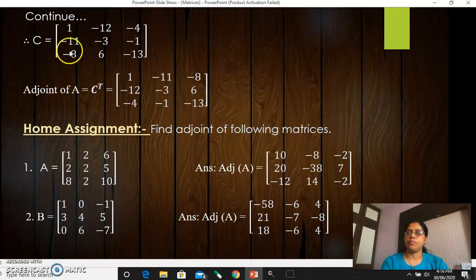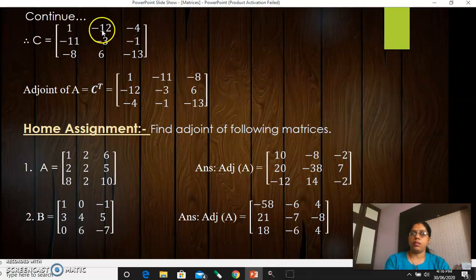Let's go further. So this is the matrix of cofactors. See, 1 minus 12 minus 4. Minus 11 minus 3 minus 1. Okay. After calculation you will get this 3 by 3 matrix. And at last you just have to write its transpose. So this is a 3 by 3 square matrix. So while writing its transpose, you will again get a 3 by 3 matrix.